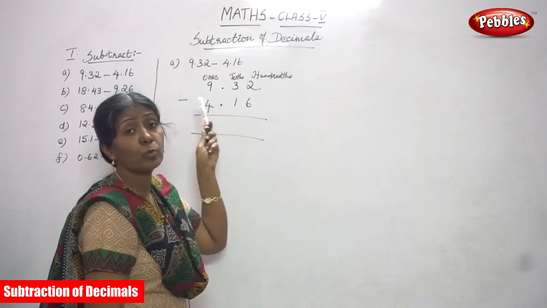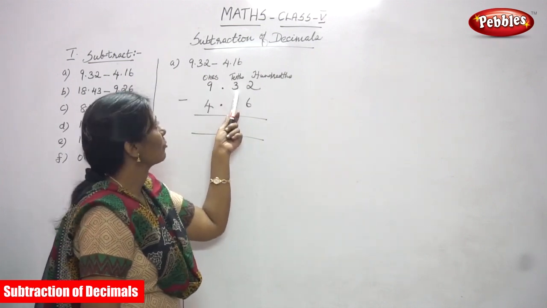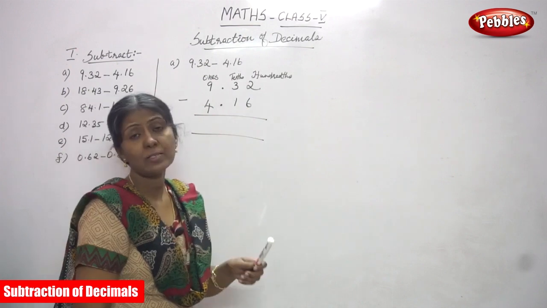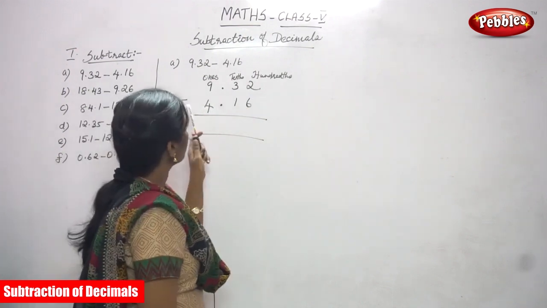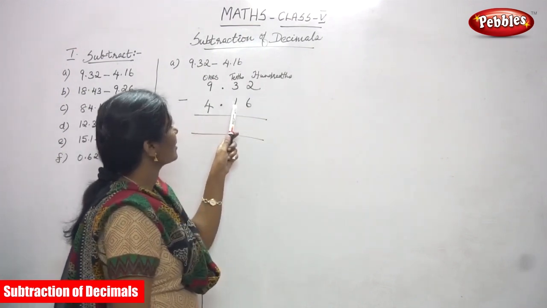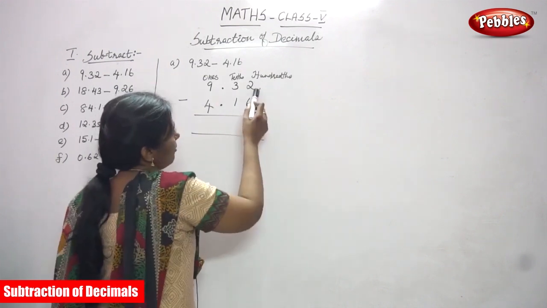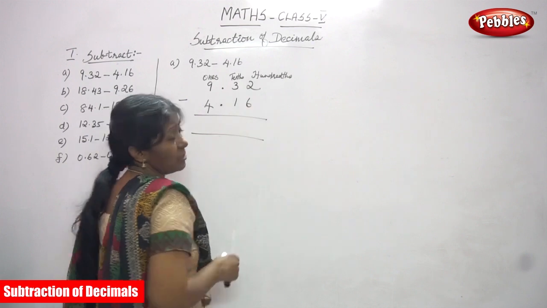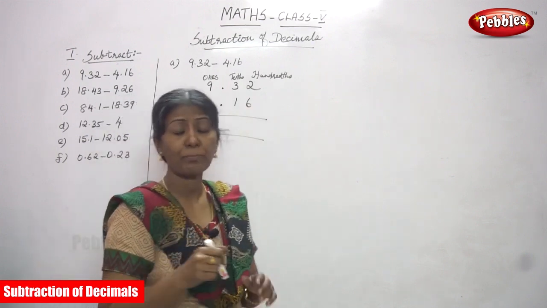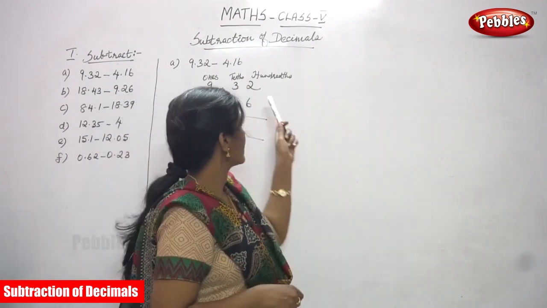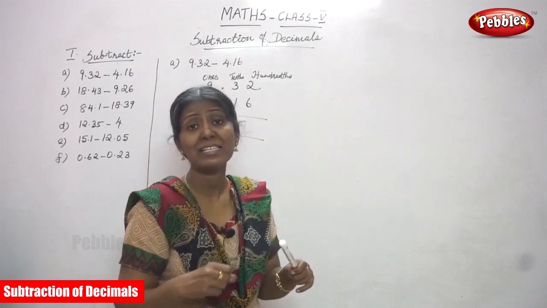9.32: 9 in ones place, 3 in tens place, and 2 in hundredths place. Here 4 in ones place, 1 in tens place, and 6 in hundredths place. Always start with the decimal part, so you have to subtract from the hundredths place.